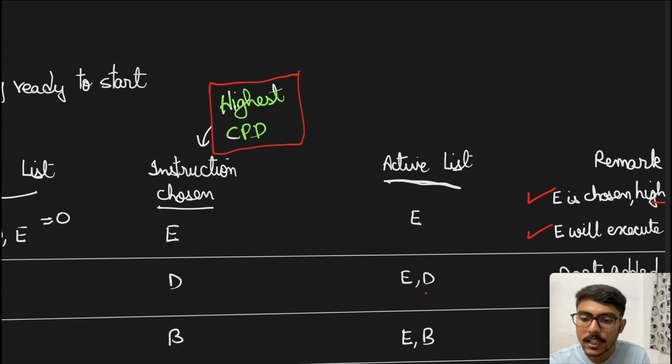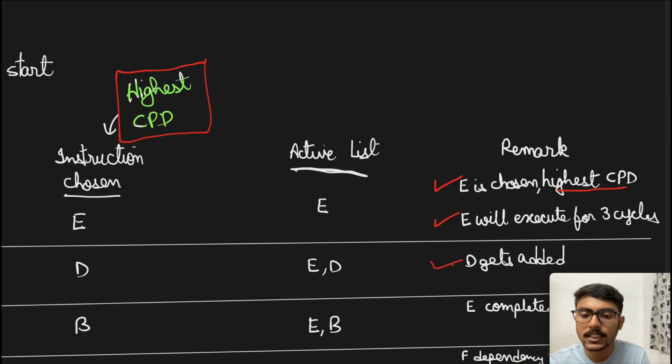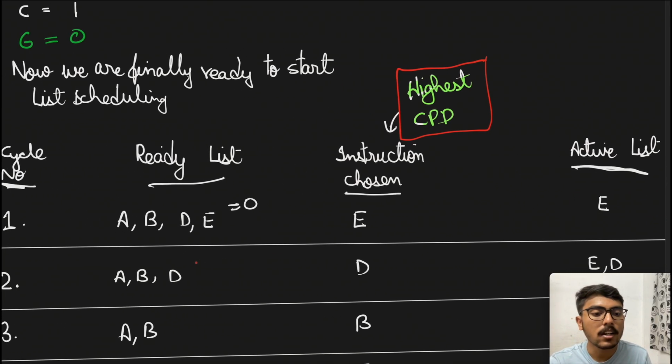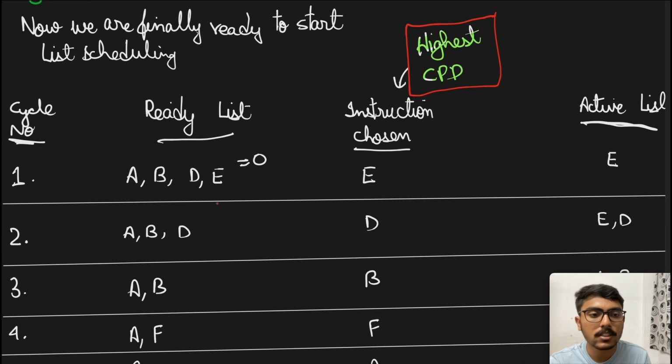You see that we have E as well as D. This is because E is still executing. You remember that E will take 3 cycles to execute, so it will stay here for 3 cycles before it finishes off. That is why it is still in the active list, and we just add D to it. Perfect. Now D gets added, that is the remark. And now we get to the third cycle, which is A and B. Now D goes away, so we have B now.